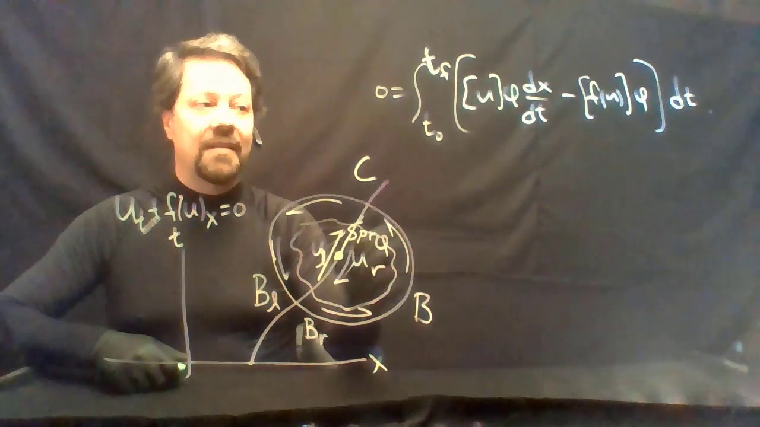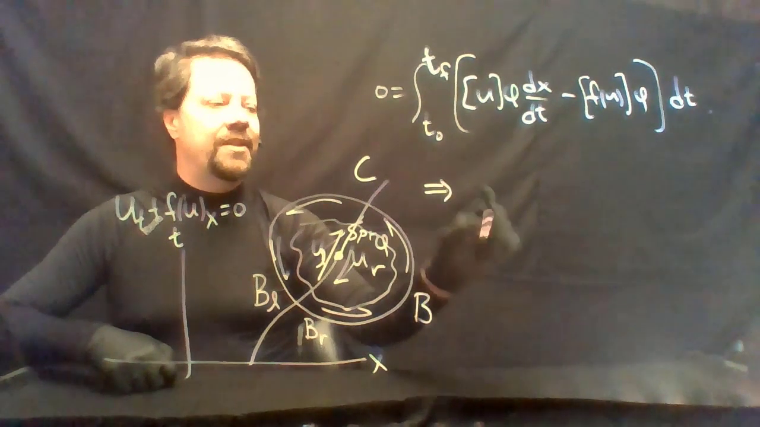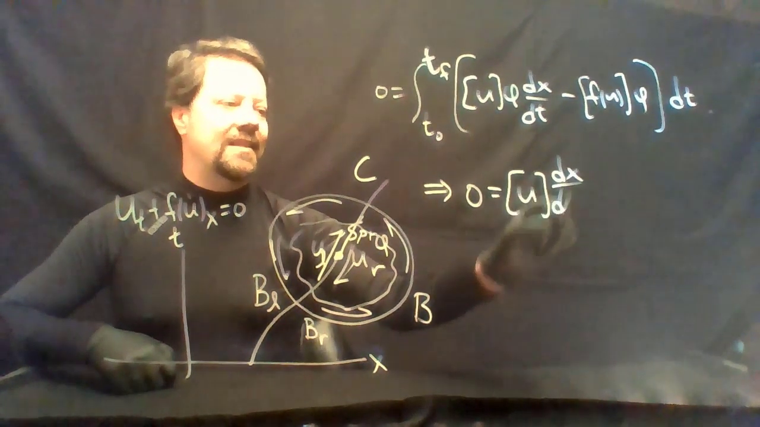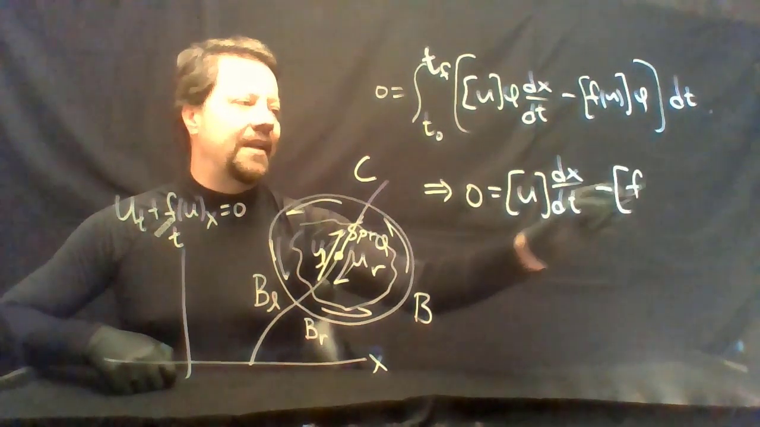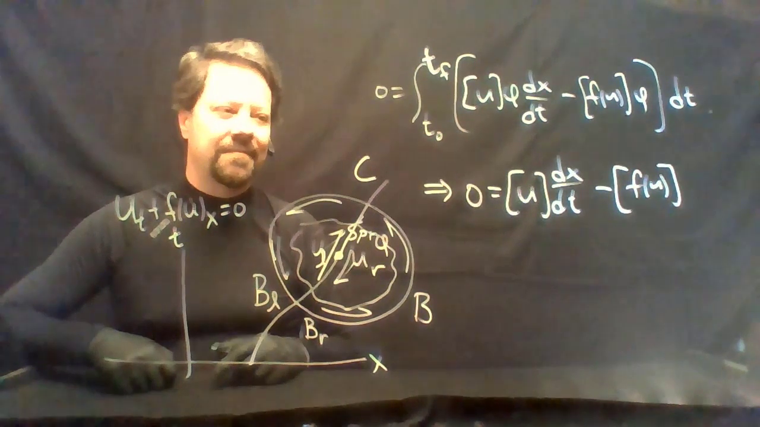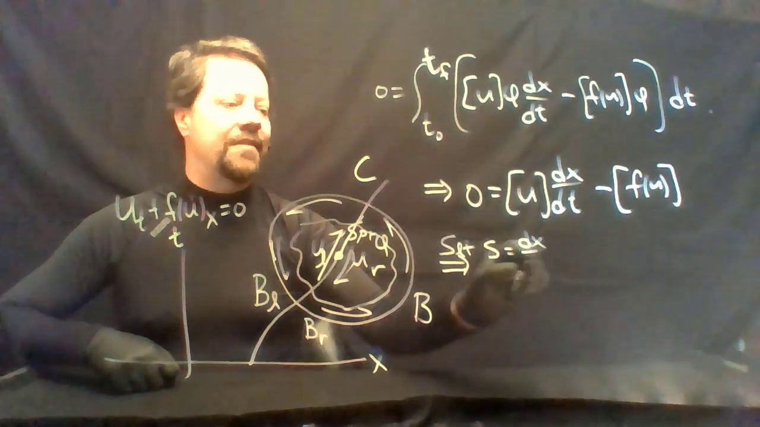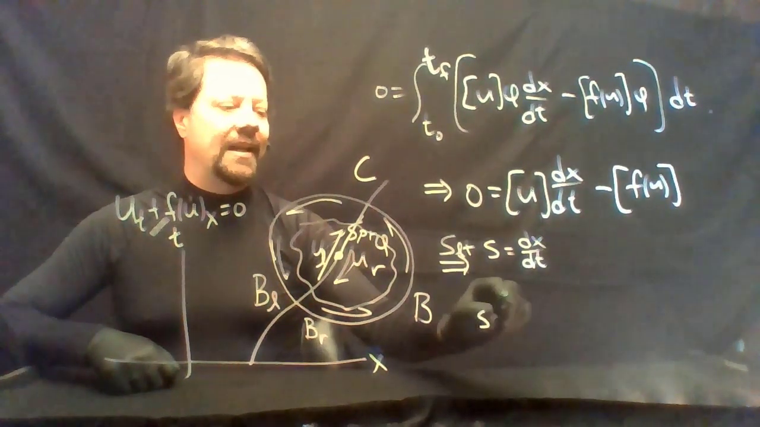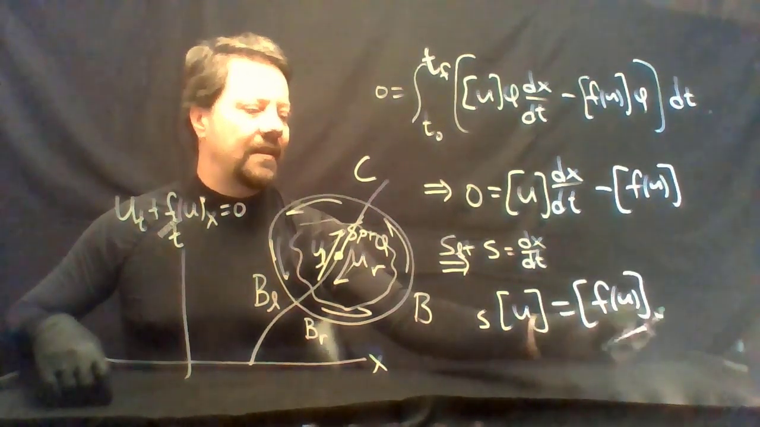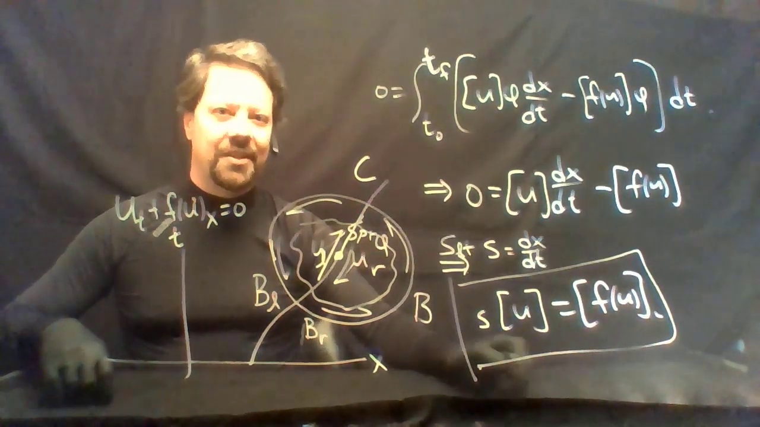Since phi was arbitrary, allowing us to have different supports, we may apply the vanishing integrals principle to deduce that 0 is equal to the jump in u times dx dt minus the jump in f of u. We'll assume that phi is not 0 at the point in question. This then implies if we set s to be the speed of the shock, dx dt, we get s times the jump in u is equal to the jump in f of u at the point of a shock wave. These are called the Rankine-Hugoniot jump conditions.